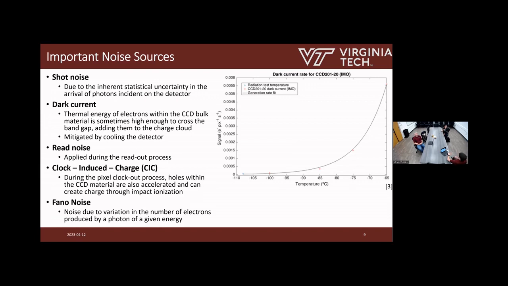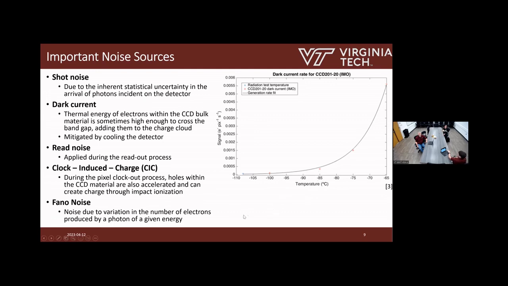The next is dark current. This is a result of thermal energy of electrons sometimes being high enough where they can cross the band gap of silicon and then add themselves to the charge cloud. So how we mitigate this is by cooling the detector. We can see in the graph on the right just how cool we have to get these things. For the applications that we are considering, we're looking at something around the -85°C level.